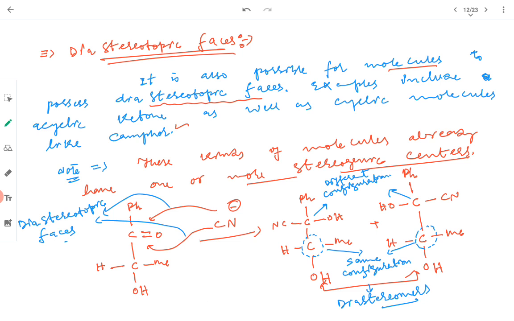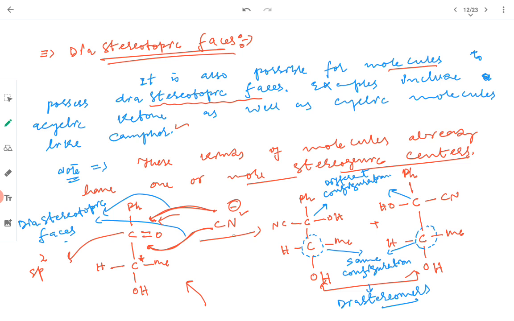Take the example of this molecule. You have a chiral center here. This is a chiral center here, right? And this is an sp2 hybridized carbon. So this sp2 hybridized carbon will have phases, right? There are two phases to it. This is one phase and this is another phase. This CN can react with this C double bond O from two phases. This is one phase and this is another phase, right?